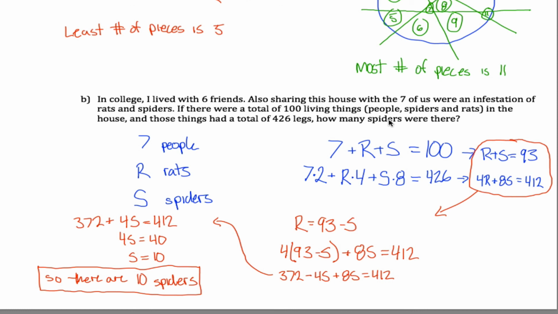So try a smaller amount of spiders. Maybe instead of 50, I try 20. Dang, still too much. All right, maybe I try 10. And then finally you'll end up at the right answer there.